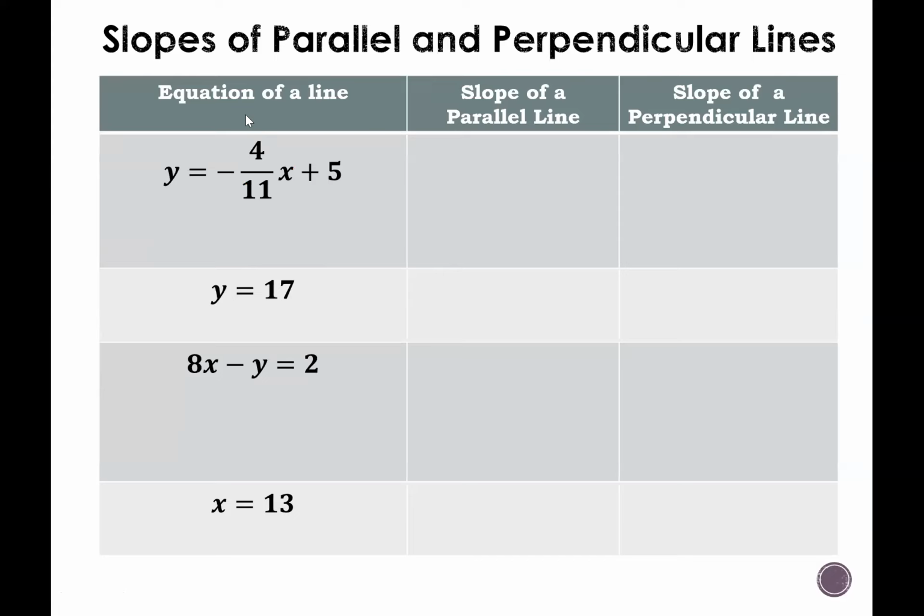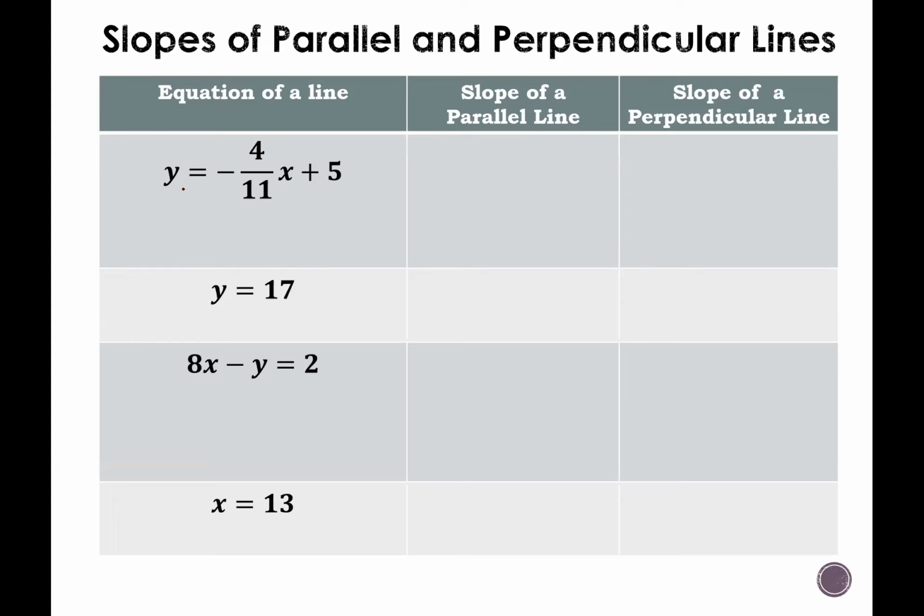So the left-hand column has equations of lines, and there's 4 of them. And then what we get to fill in is slopes. So we have one column for slope of a parallel line, and then we have another column for slope of a perpendicular line. So a few things we're going to keep in mind. If our equation is already in slope-intercept form, y equals mx plus b, then all we need to do is look at m to find the slope.